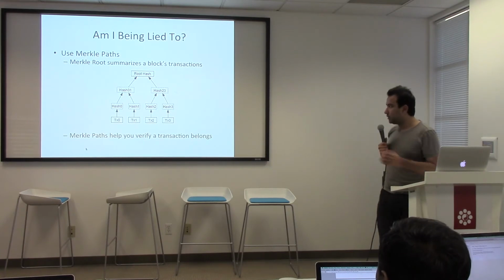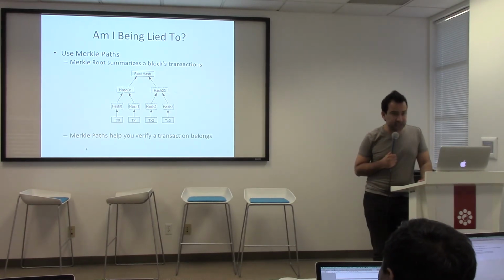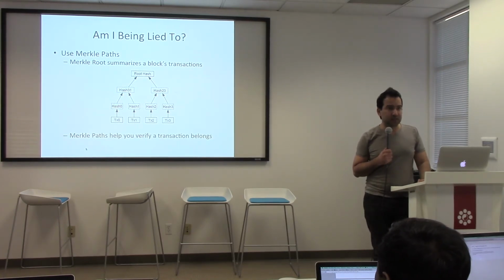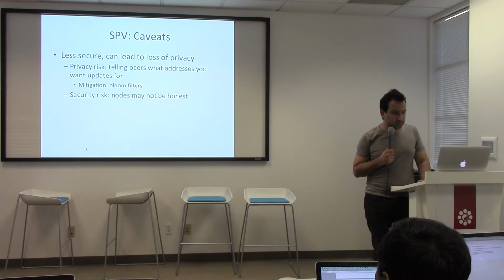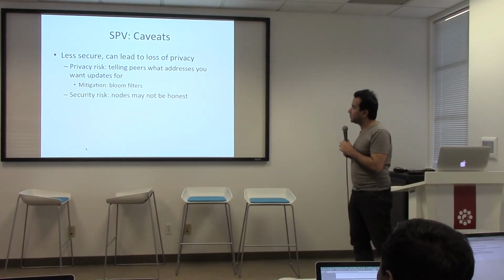All right, so that's what a Merkle path is. In SPV, you use Merkle paths very heavily to verify the data that you receive. All right, so we talked about one caveat and the second one as well.